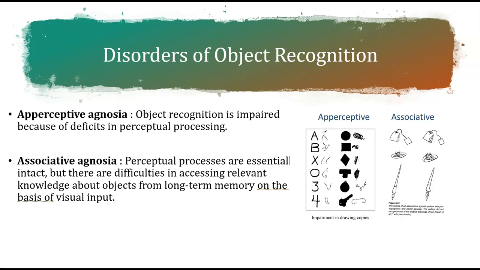So if we ask these patients with associative agnosia to copy images on a piece of paper, they can do the task pretty well, as we can see from here. They can even tell you how to use the object or what the shape of the object is like. But it is very, very difficult for them to identify what the object is. They often cannot name the object if you ask them to.